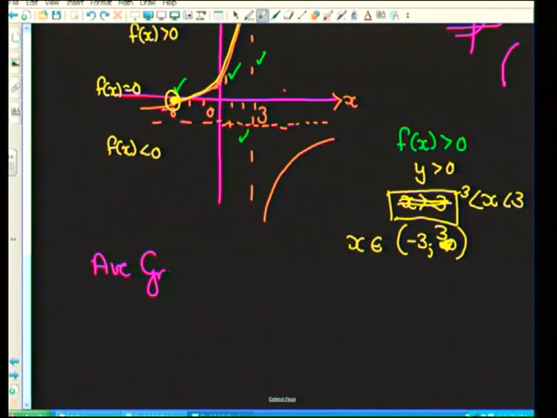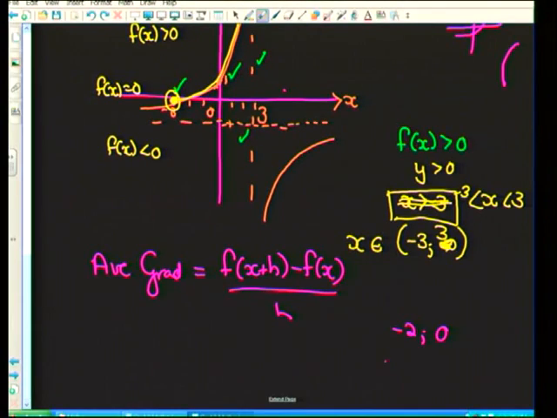Now the other way to do it is much more difficult, and I'm not going to do it, but I will mention it. The average gradient is given by this formula, f of x plus h minus f of x, over h. And you'll recognize that from first principles. Now what you would have to do is work with your x's, but once you had done that, you'd say, it's between -2 and 0. So you would take x as -2, and your h would be how far you moved from there to there, which would be 2. And if you did that, you would get the answer as well. So that gives you an idea of this question.